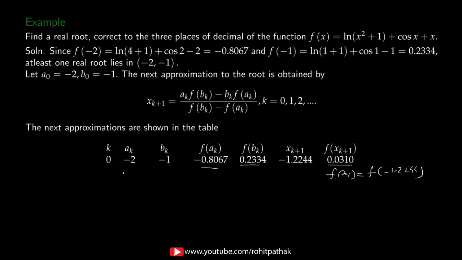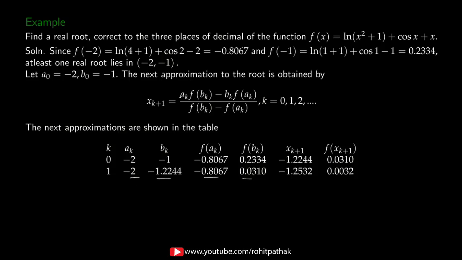So the new interval will be minus 2 and minus 1.2244. So repeat the same procedure. You get x2 as minus 1.2532. So using these four values in this formula, you get x2 as minus 1.2532.